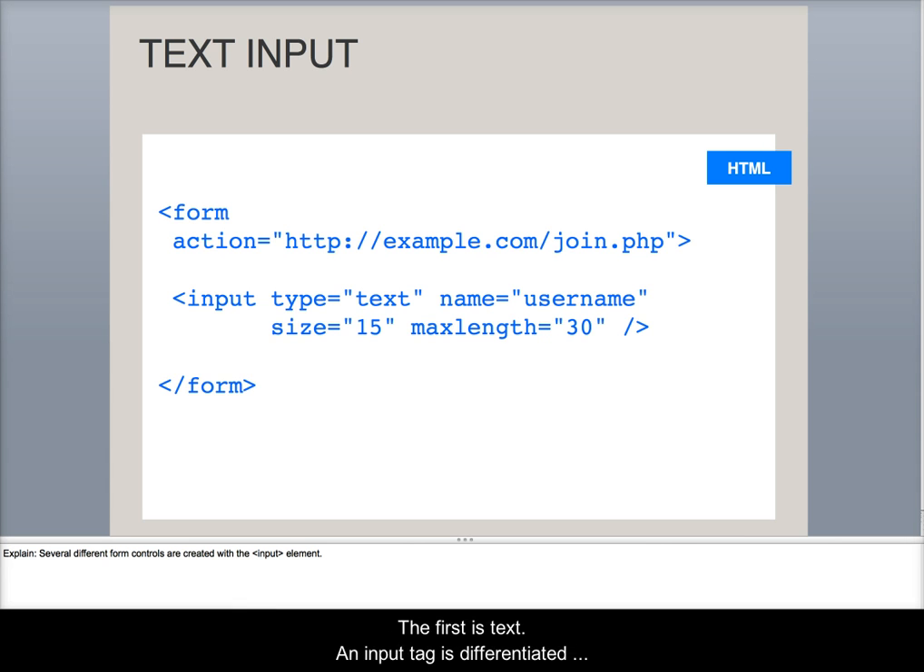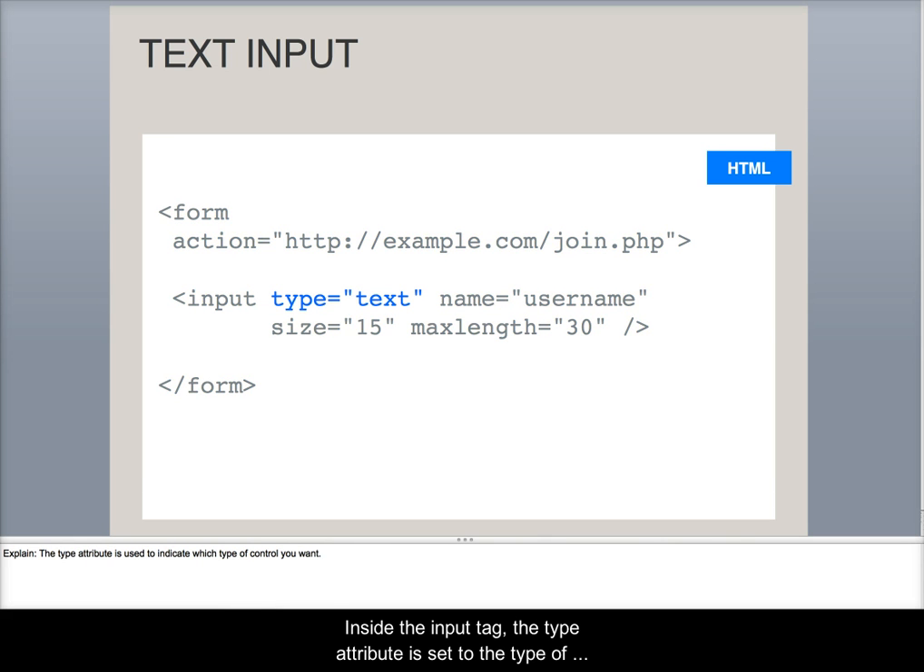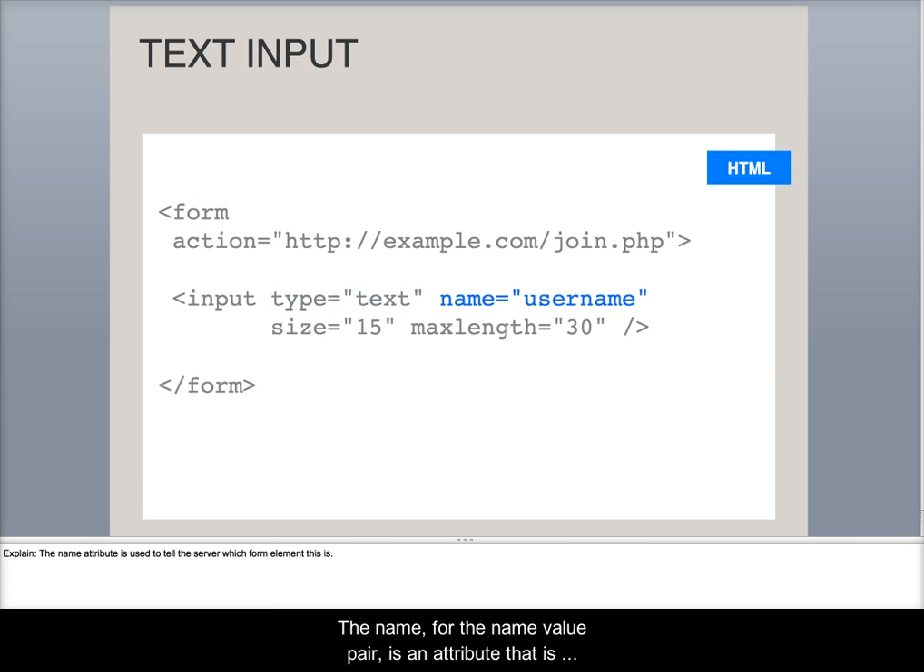Let's look at some types of inputs. The first is text. An input tag is differentiated using the type attribute. Inside the input tag, the type attribute is set to the type of control you're using. In this case, it's text. The name for the name-value pair is an attribute that's declared inside of the input tag.